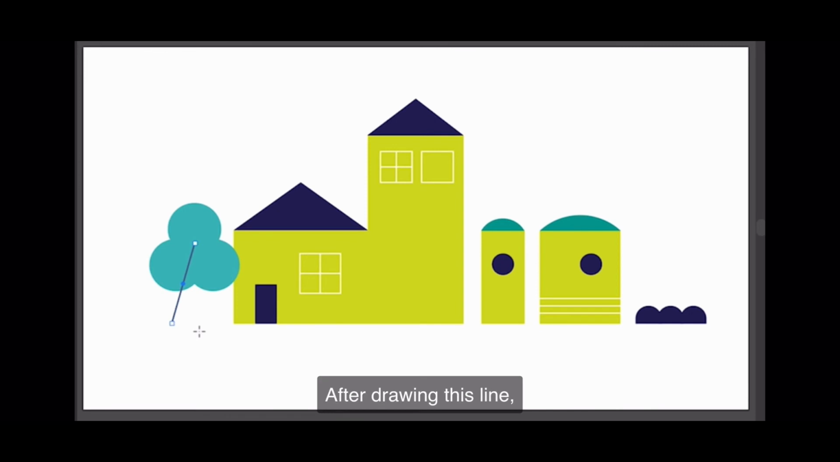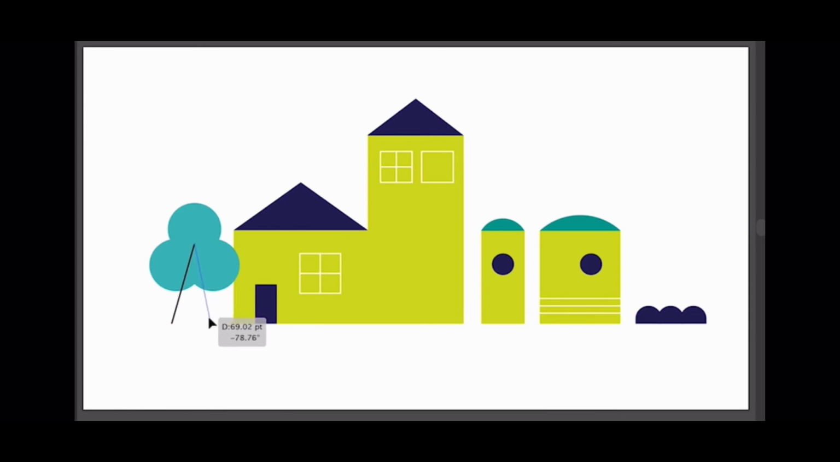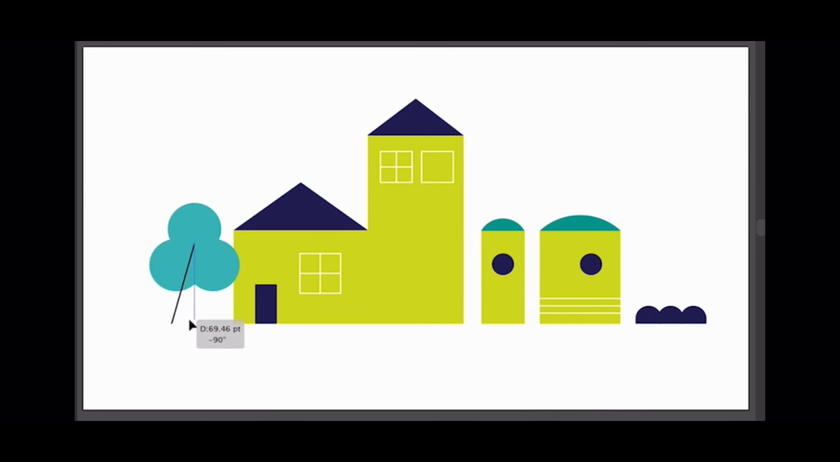After drawing this line, you can easily edit it without having to switch tools. To edit the direction and length of this line, move the pointer over the bottom end of the line. Click and drag, and you'll see that you can move one of the points. As you drag, press the Shift key, and the line will be constrained to 45 degrees. When it's straight up and down, release the mouse button, and then the key.